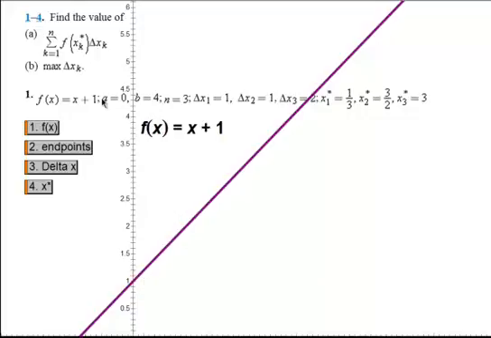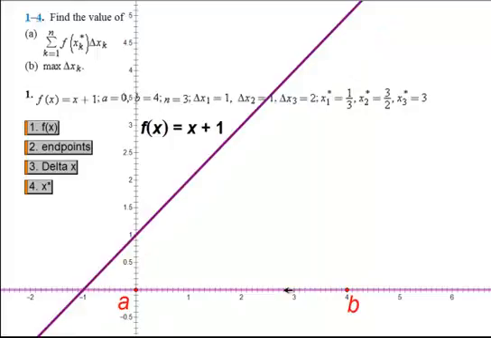The next thing is we're given 2 points, endpoints for the interval we're looking at. A equals 0 and b equals 4. So I'm just going to plot those two here. There we go. So A is at 0 and B is right here at 4. So the area that we're interested in is this trapezoid right there.